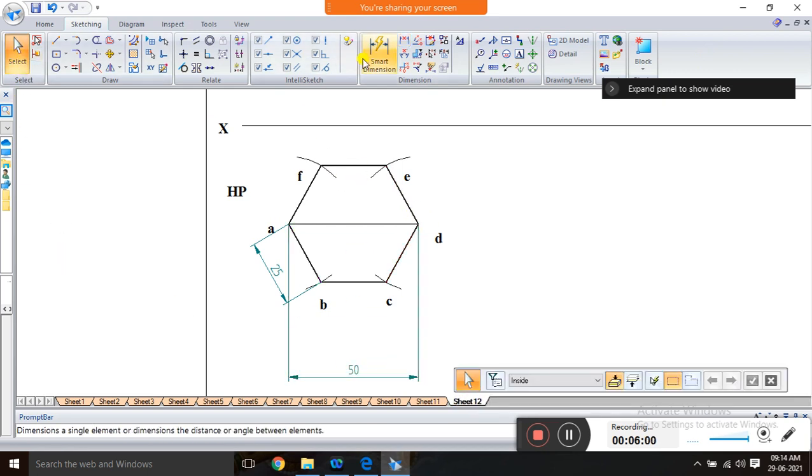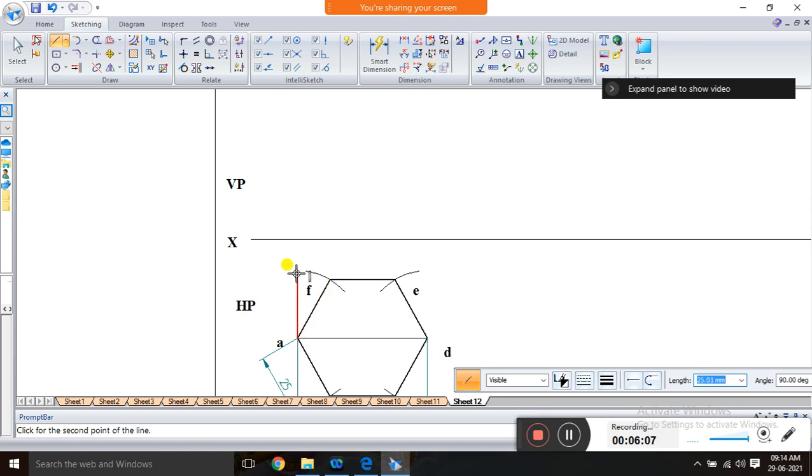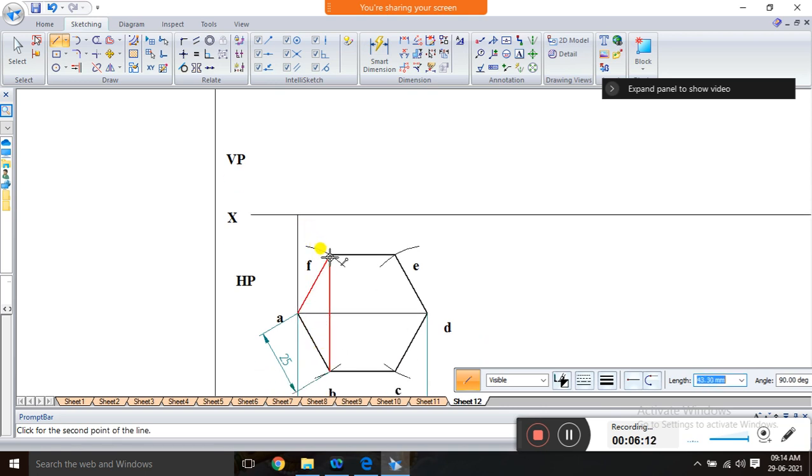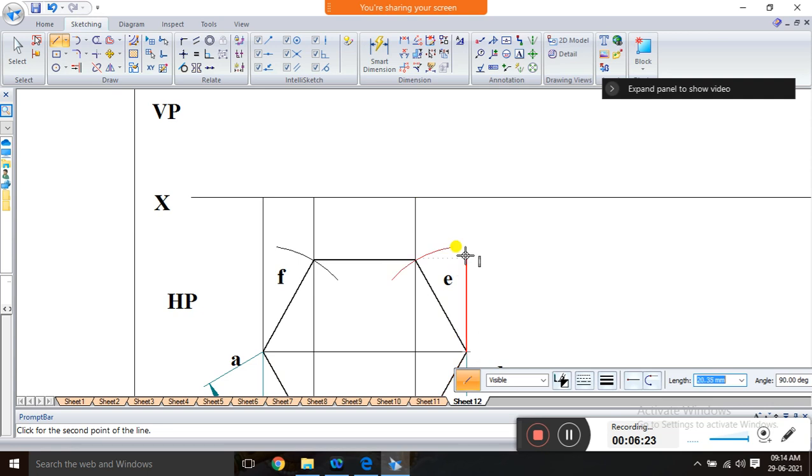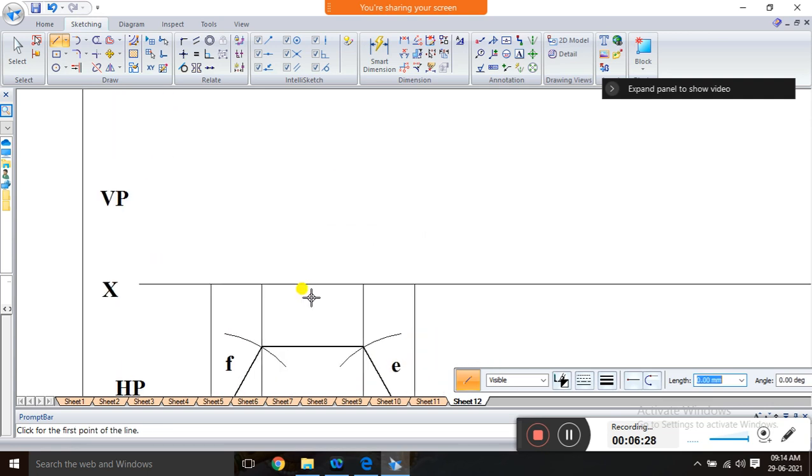Afterwards go for the projection so that you will get a front view. We need a front view. Point A projects to A, and this point B and this point F will merge. This point C will merge with this point E, and finally D point. Once we get this projection, then join for the front view.